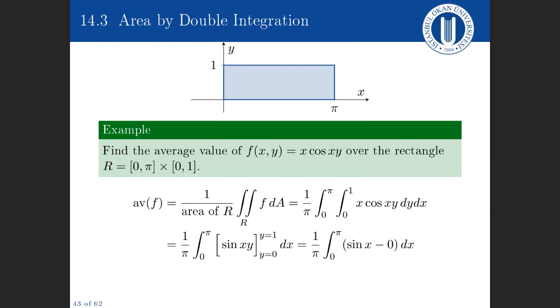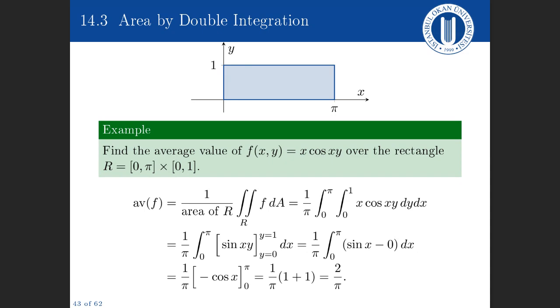An antiderivative of x cos xy with respect to y is just sine xy. So we want to do the integral from 0 to pi of sine x. That's easy. We end up with our answer 2 divided by pi. And that's all I want to say about that topic.